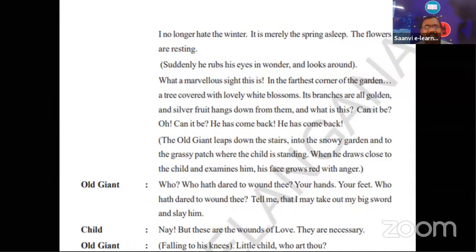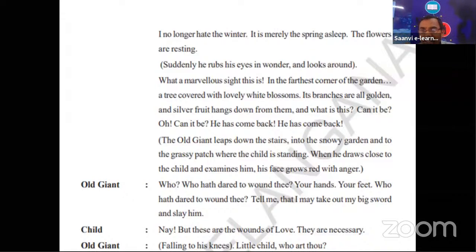What a marvelous sight this is. Something he has seen outside. In the farthest corner of the garden, a tree covered with lovely white blossoms, a tree covered with lovely white flowers. Its branches are all golden in color, and silver fruit hangs down from them.